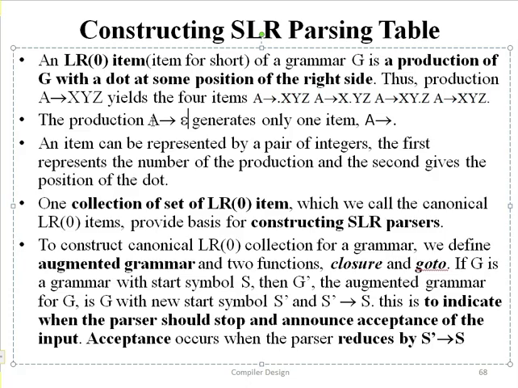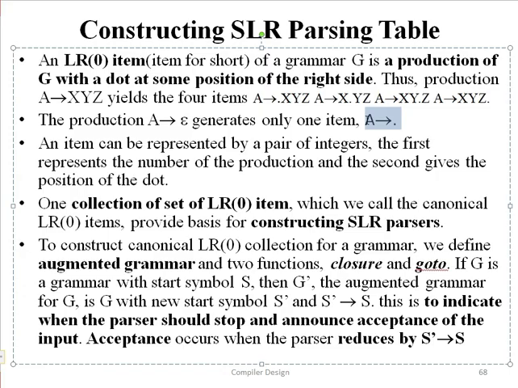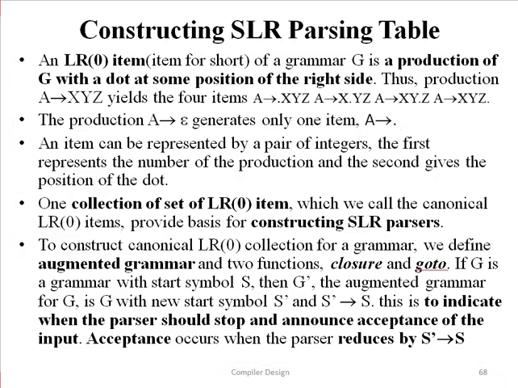So the only single item that can be generated from an epsilon production rule is just simply placing the dot on the right side of the production rule. So this is the only LR0 item that can be generated from the epsilon production rule.